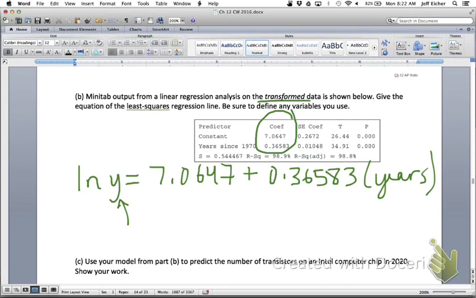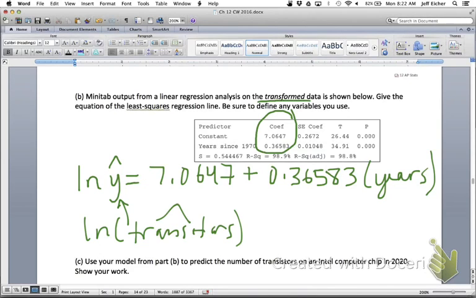And then ln y hat, that was close. ln y would be the same as ln of predicted transistors, if I could spell transistors with a hat on it. So that would be our equation. Defining any variables, I just use years and transistors in my equation.